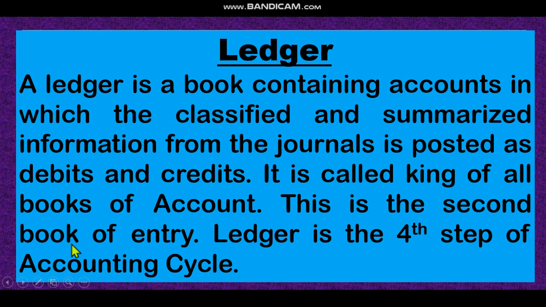Ledger is called king of all books of account. This is the second book of entry, and ledger is the fourth step of the accounting cycle. Dear student, look: ledger is called king of all books of account. Very important information for your MCQ. It is the second book of entry. It is another important point for MCQ. Ledger is the fourth step of the accounting cycle. Another MCQ. Dear student, it is the permanent book of account. I hope all of you understand what is ledger.